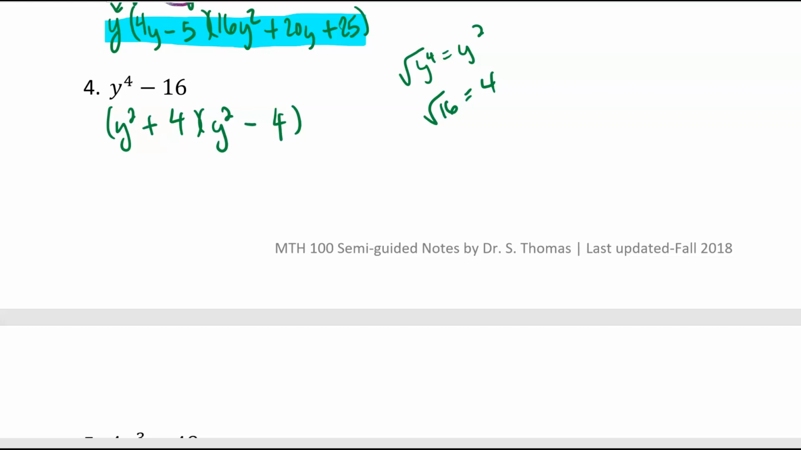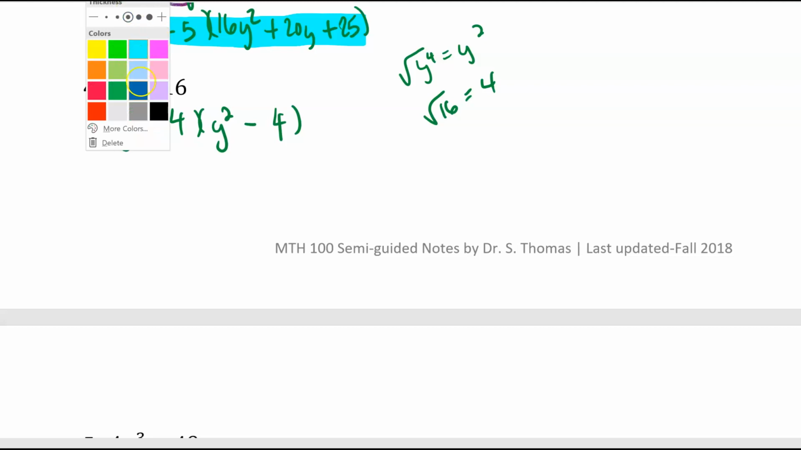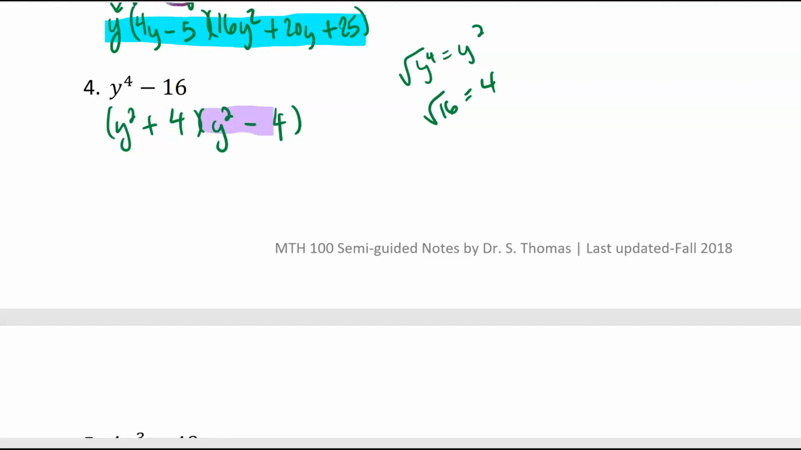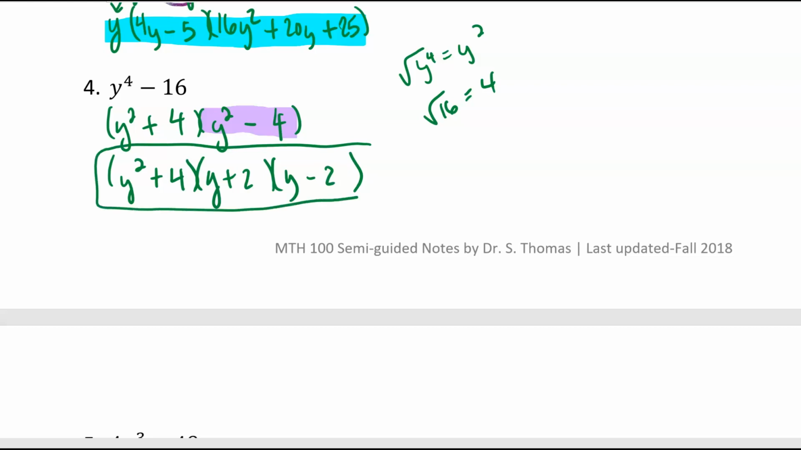Now we are not done because of this y squared minus 4. That's a difference of squares. So we rewrite y squared plus 4, which is not factorable because it's a sum of squares. But that y squared minus 4 in purple here is a difference of squares. Therefore, it is factorable.